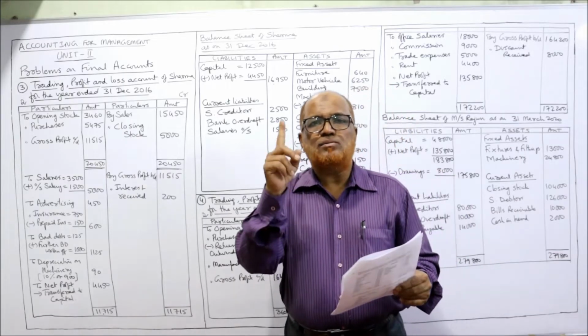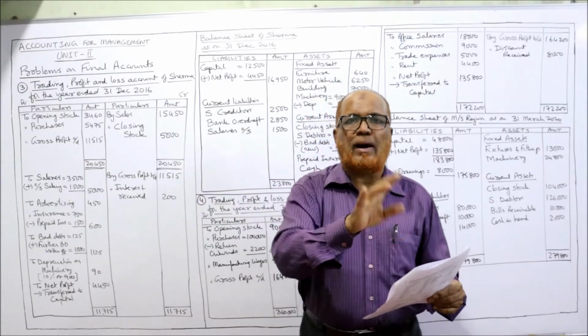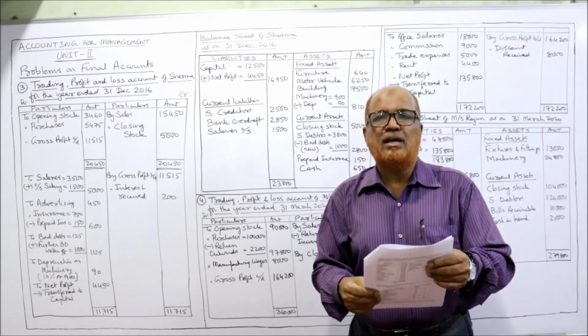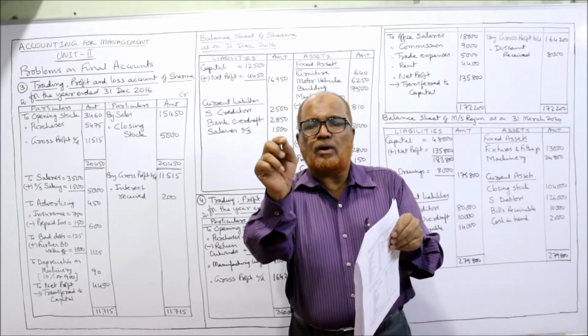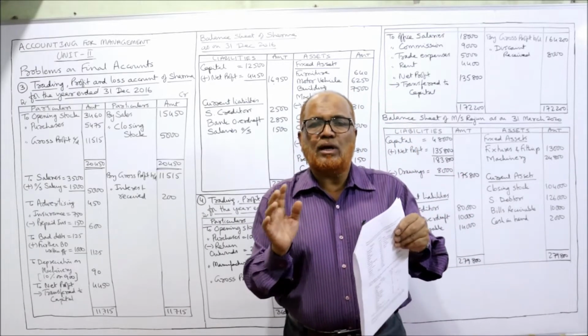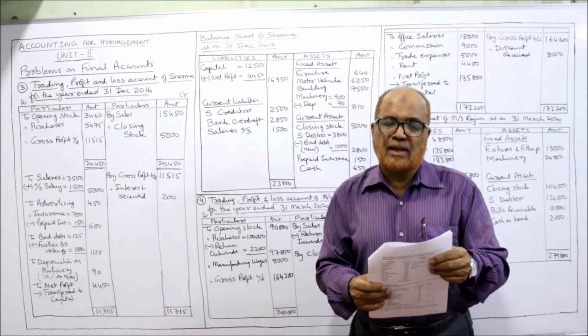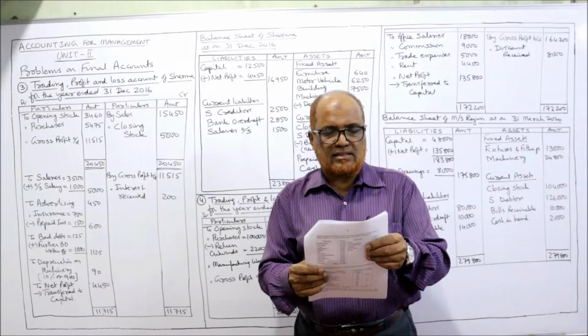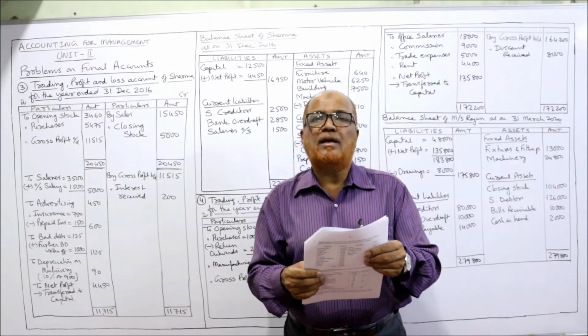Now trial balance items will appear only once, either in the trading account or profit and loss account or balance sheet. So one by one. Furniture, asset. Take a pencil and beside furniture write down asset, so that you will be able to remember which item will be taken where. Motor vehicle, asset. Building, asset. Capital, liability side. Bad debts, P&L account.